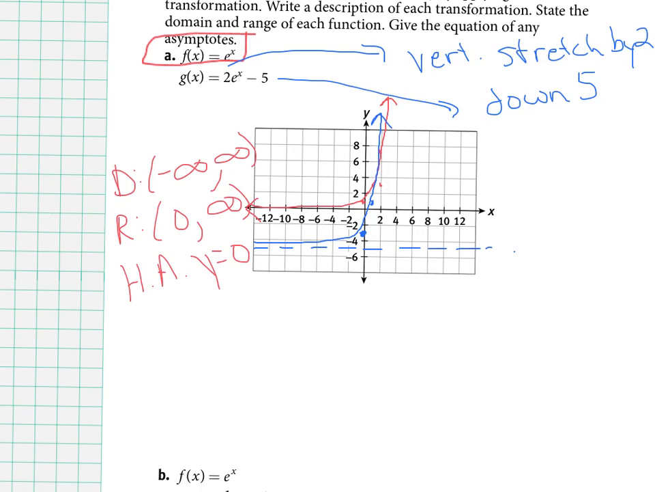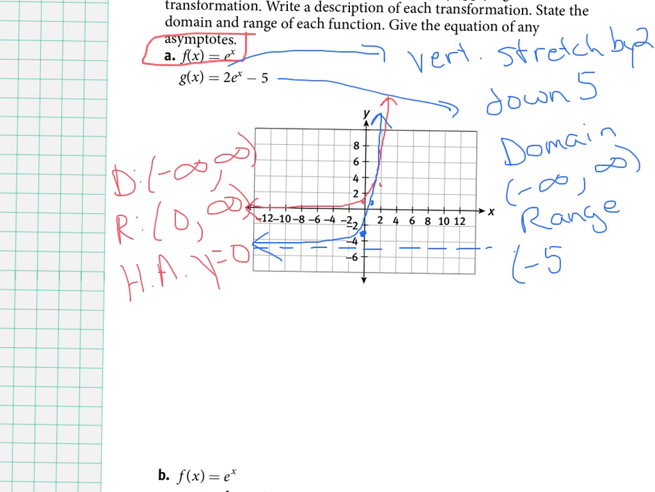The main things we're trying to get out of this unit are what the transformations are, what happens to the domain, range, and horizontal asymptote. The domain stays the same. The range shifts because our boundary shifted down 5. That boundary line is called our horizontal asymptote, and it's y equals negative 5.